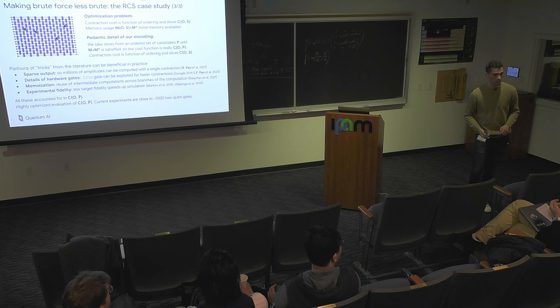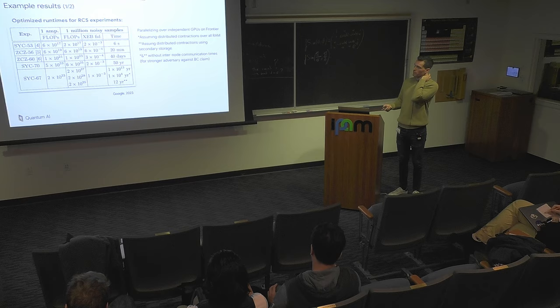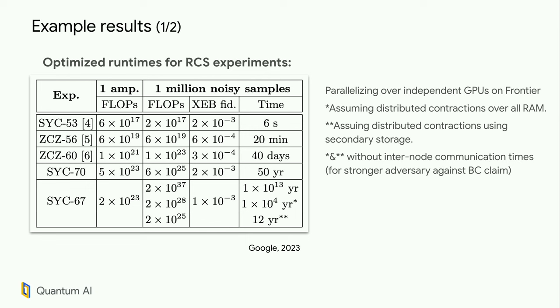All right, so some example results. I focus on the methods, but we do have some results that are interesting per se, but also to show what kind of things you can do with this. I'm not going to spend a lot of time discussing the random circuit sampling and beyond classical nature of all of this, but just to give you an example of what you can do.